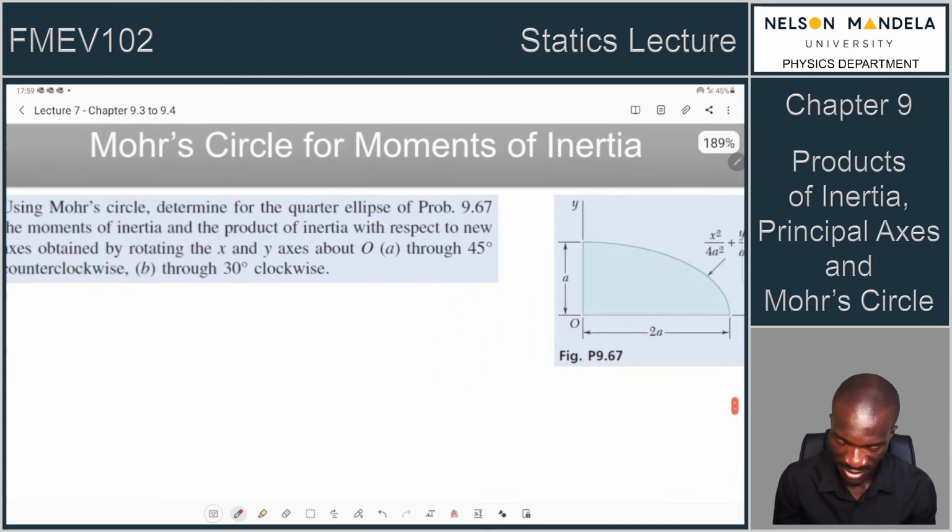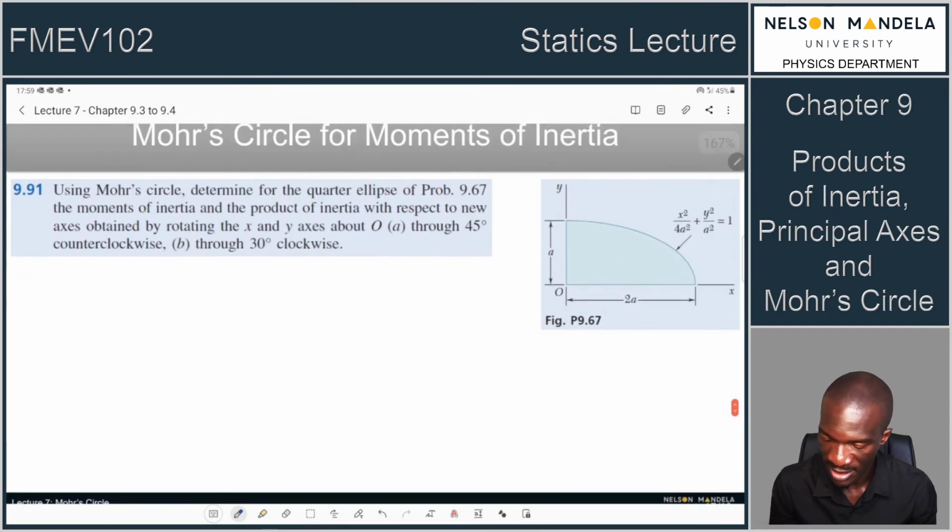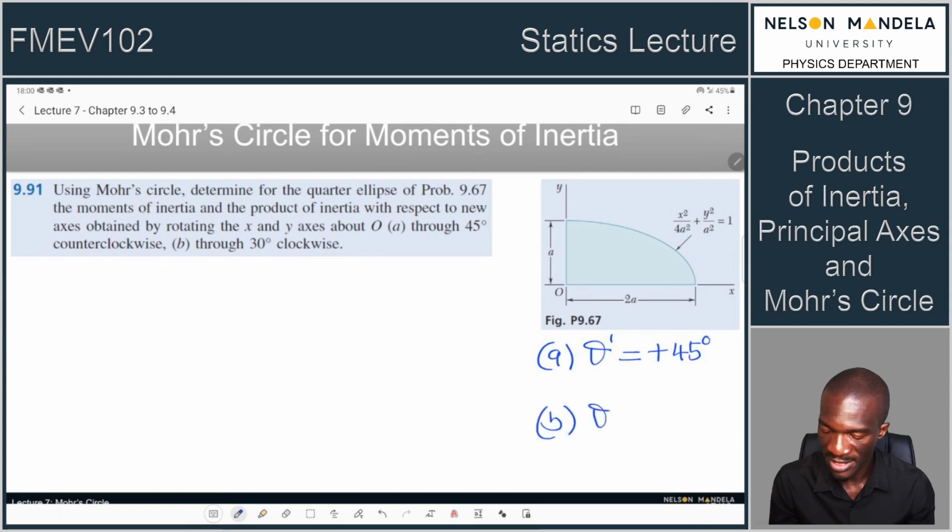So let me just state the data first so that we easily understand what's happening here. So for part A, our theta to the new system of axes, counterclockwise is positive, so I will write plus 45 degrees. And then part B, our theta prime for the new set of axes, is clockwise 30 degrees. That's a minus 30 degrees.